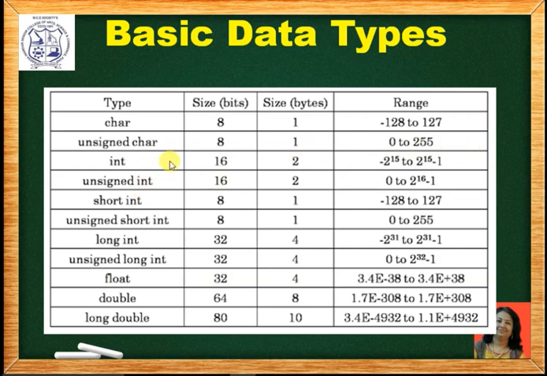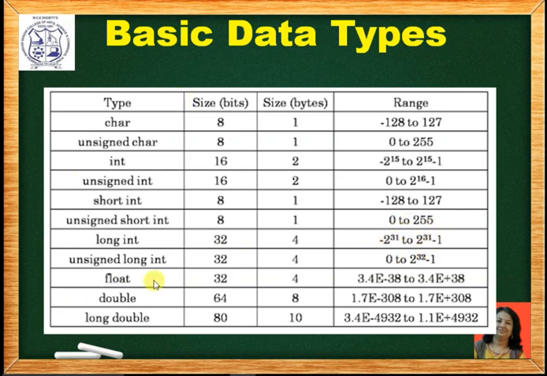In int type it requires 2 bytes under a 16-bit compiler. Then we can apply the qualifier unsigned int, which requires 2 bytes and the value range also changes here. Short int requires 1 byte of memory, so it also changes the permissible range of values. Unsigned short int again requires 1 byte, and the range also changes here. Long int requires 4 bytes, and the range also changes here.